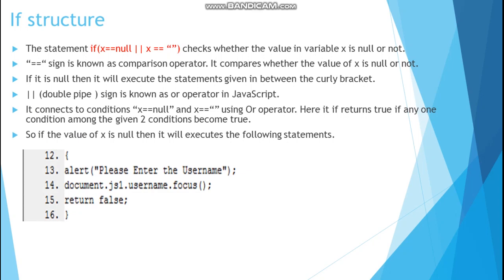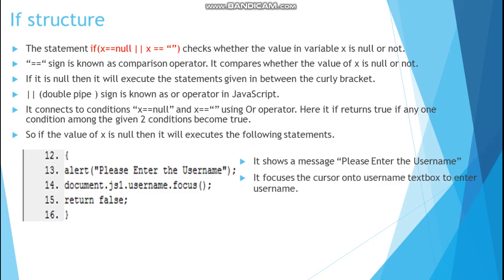Then document.js1.username.focus. It means it will focus onto the username text box. Cursor will come there. Then return false, which means it will not submit the form. So it shows a message, please enter the username. It focuses the cursor onto the username text box to enter username, and then it returns false at last in order to cancel the form submission.